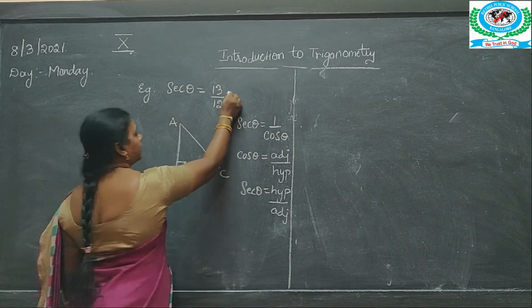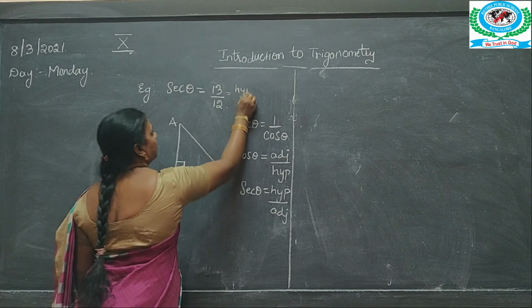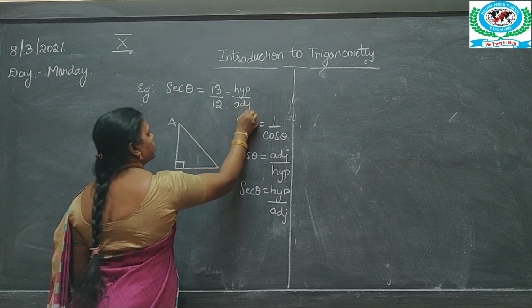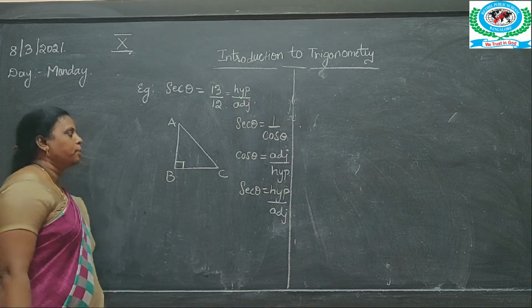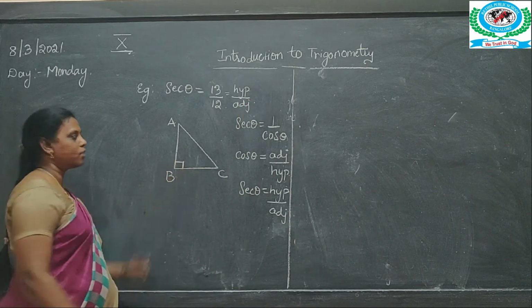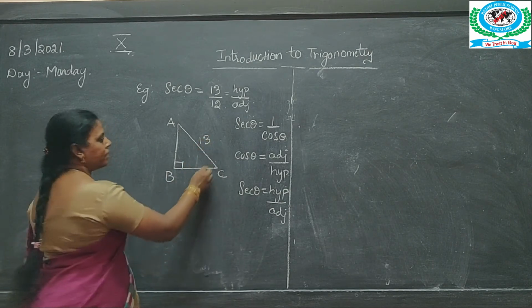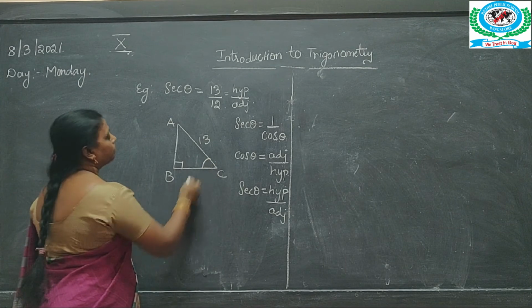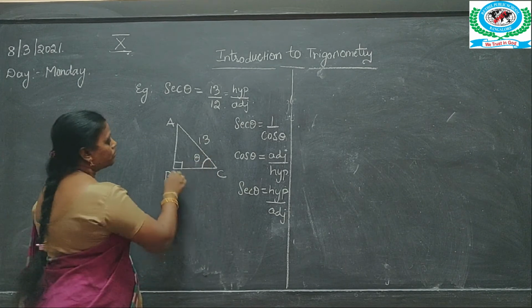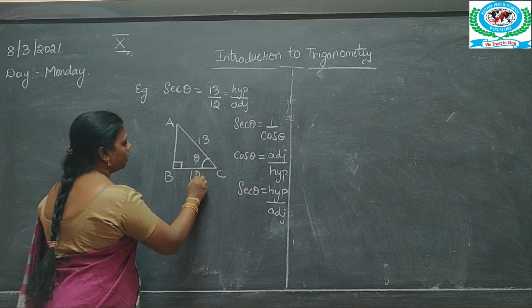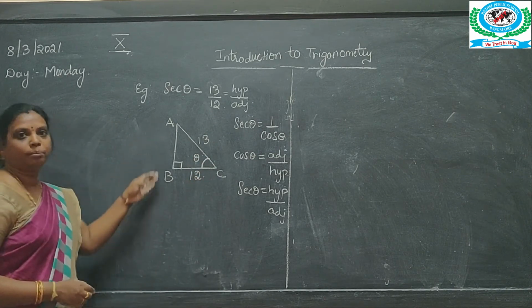It means that 13 is the hypotenuse and 12 is the adjacent. So this is 90 degrees, and this is the hypotenuse. Theta, we will take it here. So this will become adjacent. Adjacent is 12. Now you should find AB.